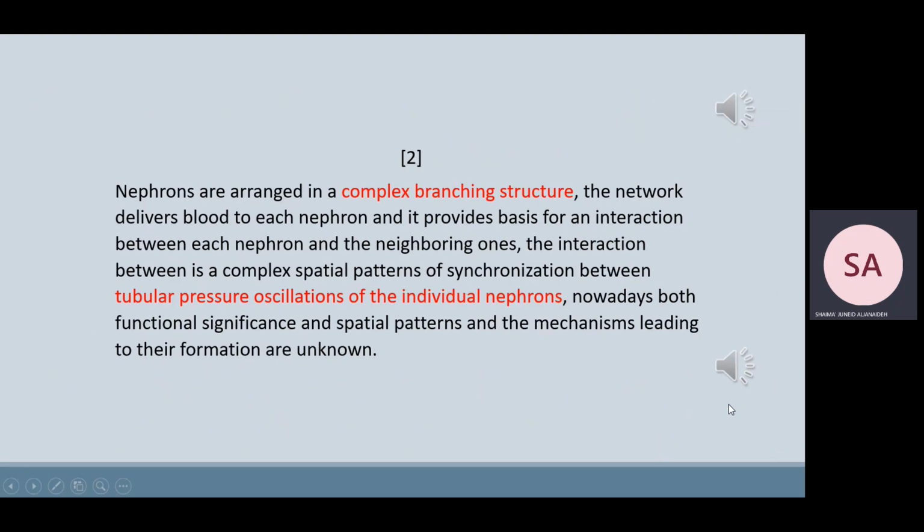The nephrons are arranged in a complex branching structure. The network delivers blood to each nephron and it provides spaces for an interaction between each nephron and the neighboring ones. The interaction produces a complex spatial pattern of synchronization between tubular pressure oscillations of the individual nephrons. Nowadays, both the functional significance and spatial patterns and the mechanisms leading to their formation are unknown.